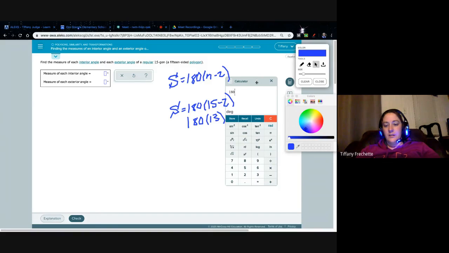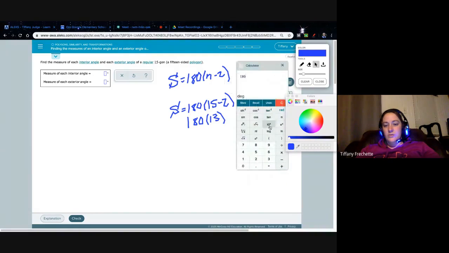Having a times 13 equals, okay, so we get 2,340. So remember, this is all of the angles added together, all 15 of these angles added together. And it's a regular polygon, so that means each and every one of the 15 angles is the exact same. So I just take this number and I divide by 15. That's going to tell me what the interior angles are.